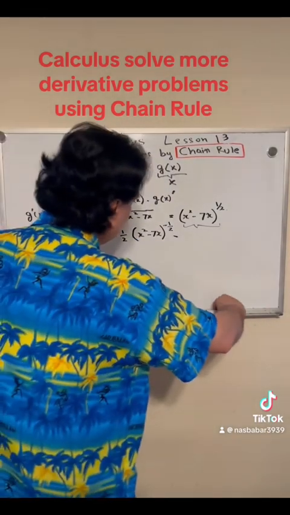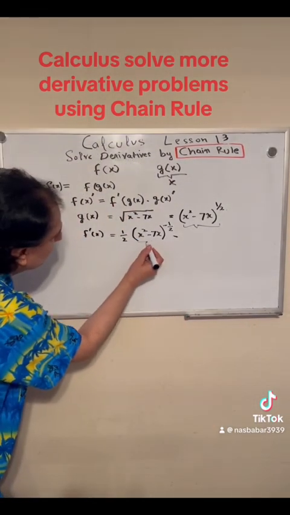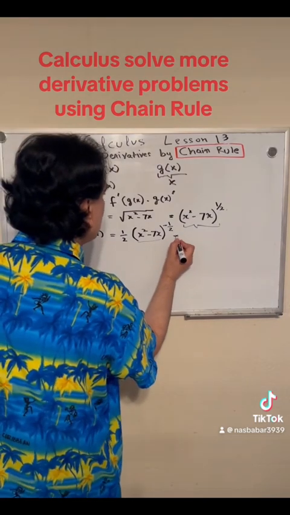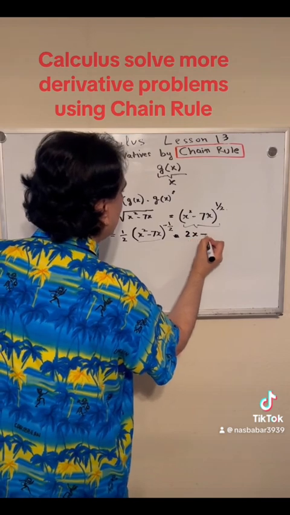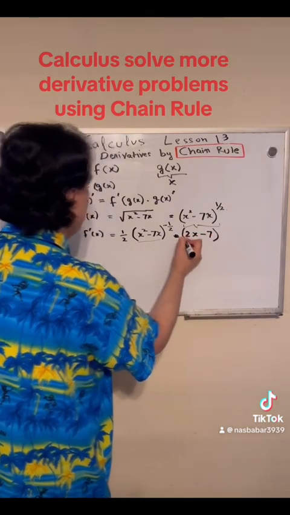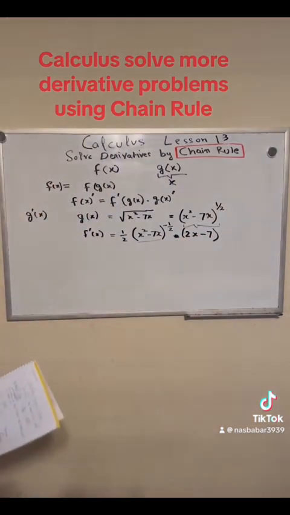So don't forget that you have to take the derivative now of this. So then times 2x minus 7. All right, makes sense?